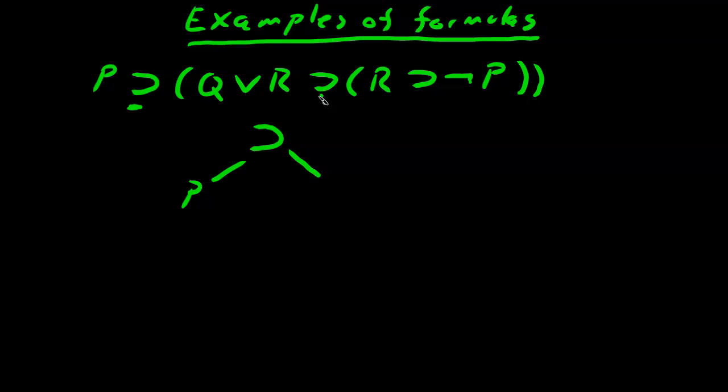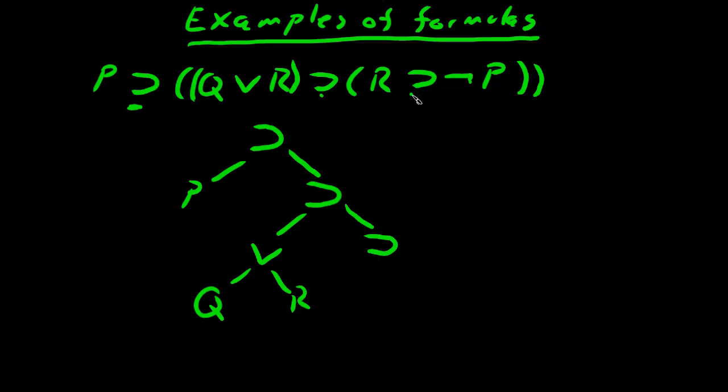Because if we restore the parentheses in this formula, we actually have this. And we see that this implies connects one formula over here and one formula over here. So we write down that implies. And then to the left, it has an or. And to the left of the or, we have a Q. And to the right of the or, we have an R. And then to the right of our implies, we have another implies, which is this one. And then to the left of that, we have an R. And to the right, we have a not with a P attached to it.